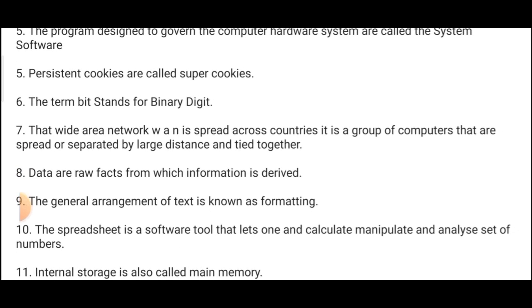Then the term bit represents the binary digit, and we already know that the computer system works on the binary number system known as 0 and 1.